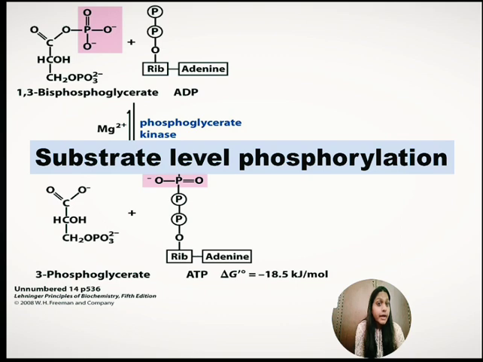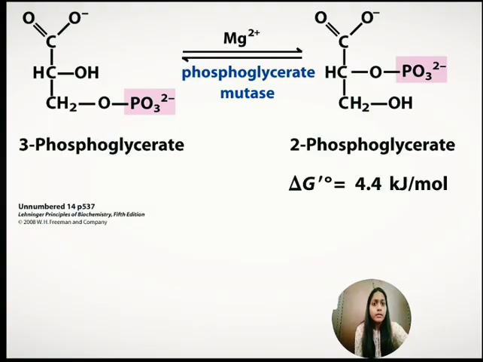Why is it called substrate level phosphorylation? Because one of the substrates of the glycolytic pathway is helping in the generation of ATP, right? The 3-phosphoglycerate so formed is converted to 2-phosphoglycerate. There is just a shift of the phosphoryl group from carbon 3 to position 2. This is accomplished with the help of the enzyme phosphoglycerate mutase. So this enzyme shifts the phosphoryl group from carbon 3 to carbon 2.